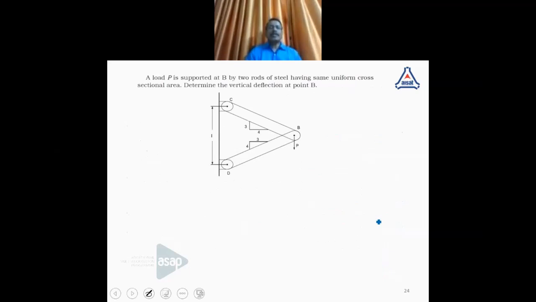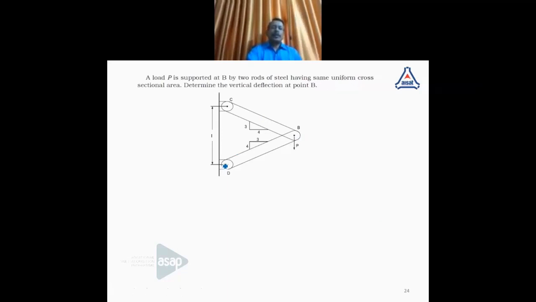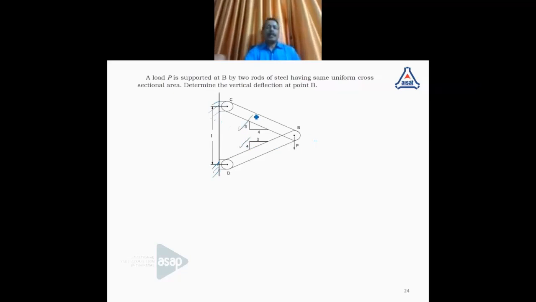This problem also involves a single load. A load P is applied at the point B. The point B is part of two bars, CB and DB, which are rigidly connected to these points. The orientation, the slope, is given by these triangles. And it is asked to determine the vertical deflection at the point B.